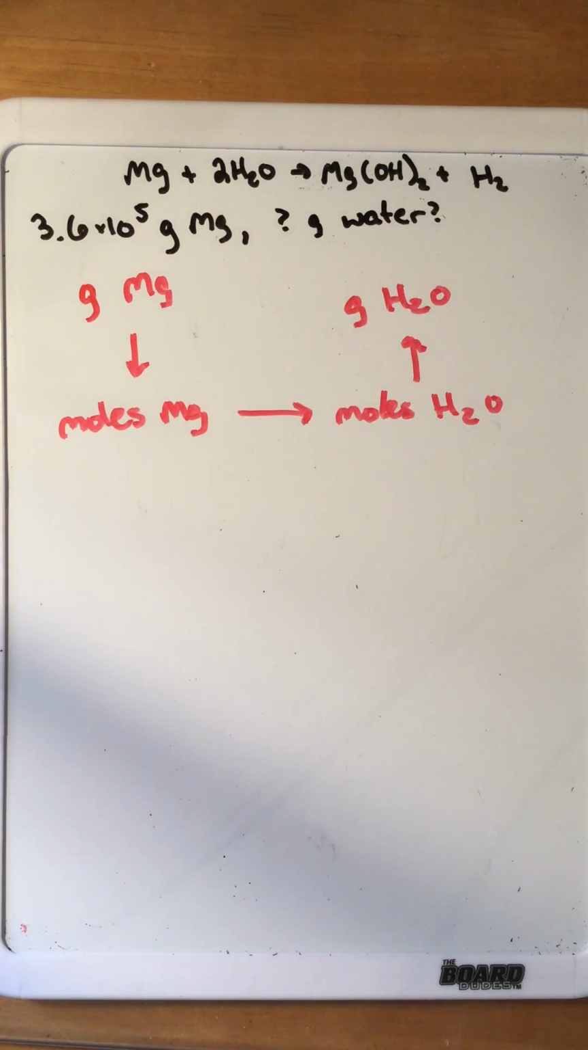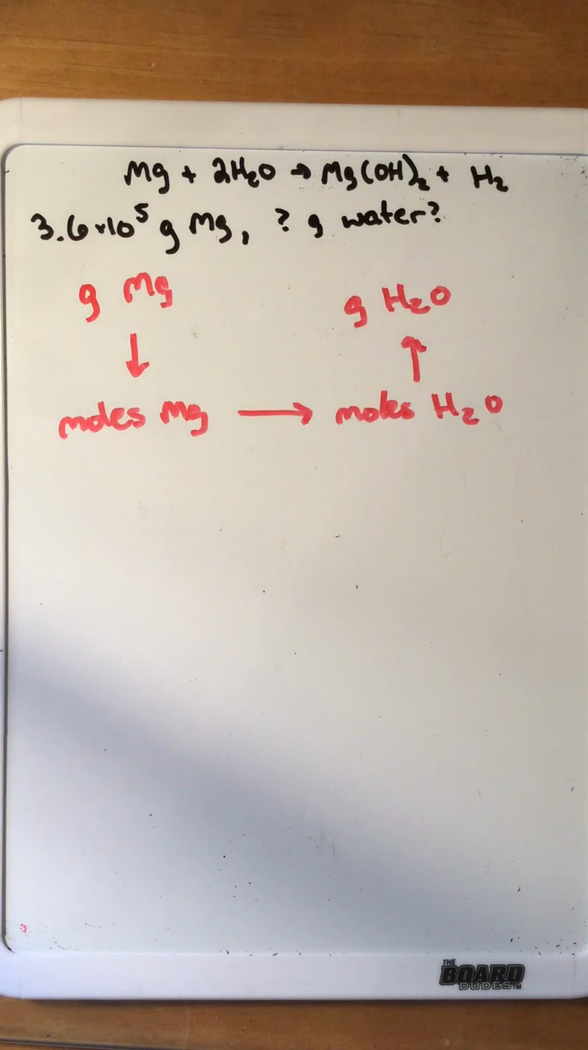This one says Mg(OH)2 is the active ingredient in many laxatives. It can be made with the following reaction. If a laxative manufacturer has 3.6 times 10 to the 5th grams of Mg, or magnesium, how many grams of water must be used to have all of the Mg react to form Mg(OH)2?